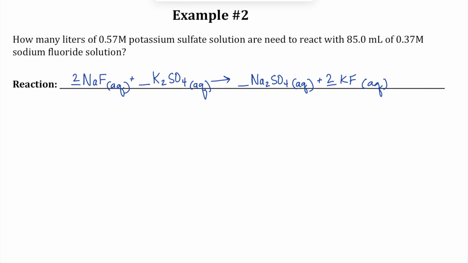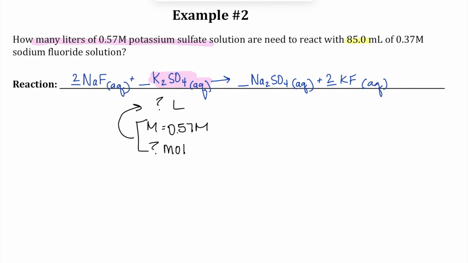How many liters of 0.57 molar potassium sulfate solution are needed to react with 85 milliliters of 0.37 molar sodium fluoride solution? So as we're looking at this, we are looking for liters of potassium sulfate. So here's our potassium sulfate right here. So I'm looking for liters. I know that that molarity is 0.57 molar. So if I can find moles, then I will be able to use my molarity and moles to find liters. So that's going to be my last step.